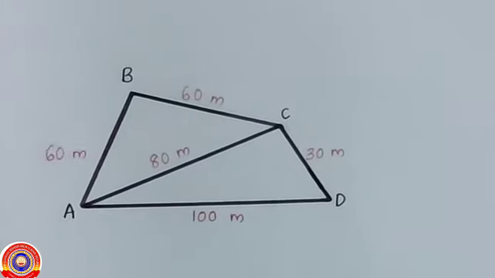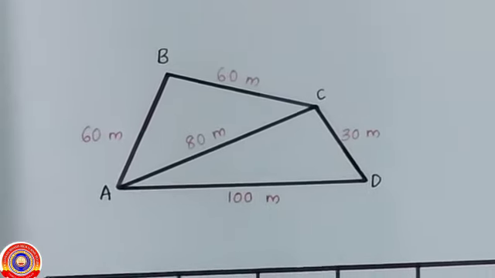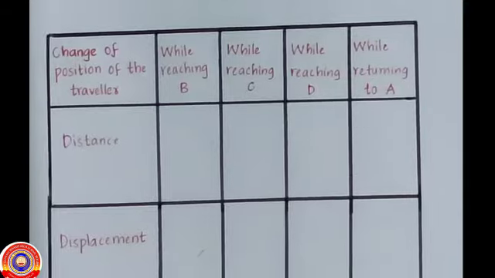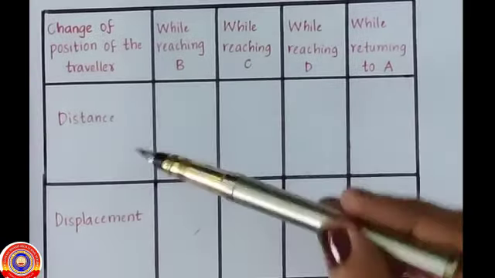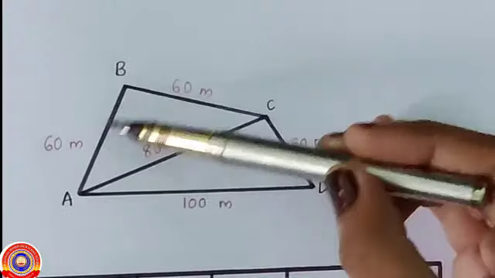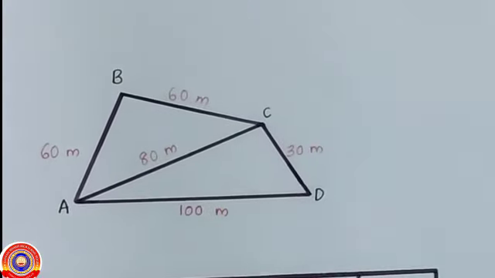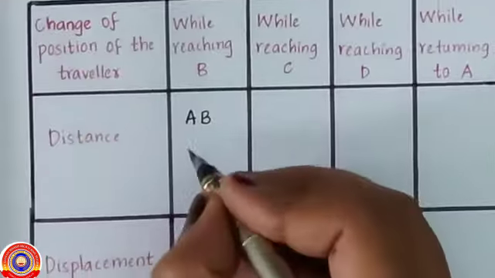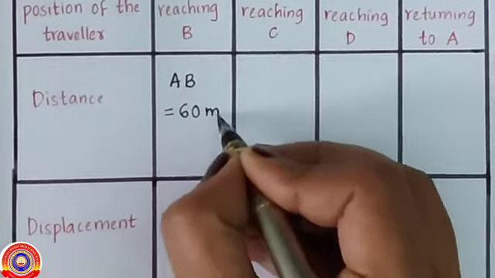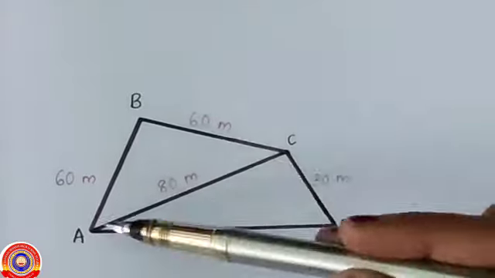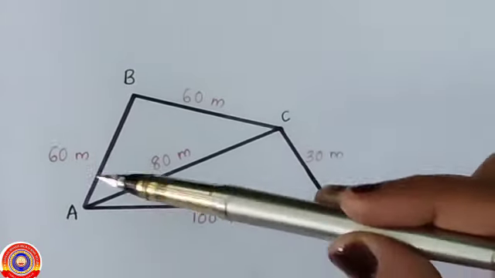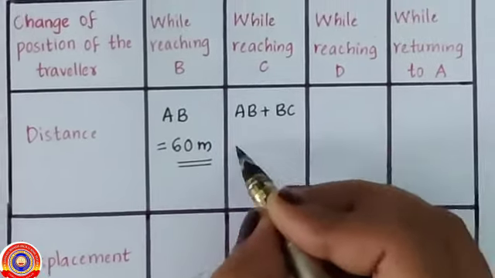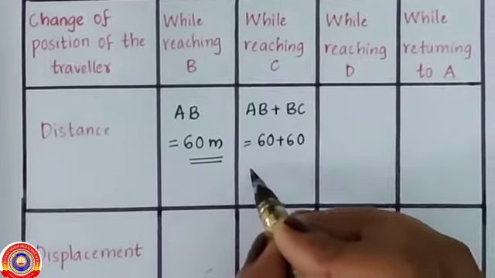Look at this figure. This is the journey of a person from A going to D through B and C and coming back to A. Then find out the distance and displacement at each point. He starts his journey at A, and when he reaches B, the distance is equal to 60 meters. So we can write distance equal to 60 meters. Then he reaches C. So the distance equals AB plus BC, that is 60 plus 60, 120 meters.